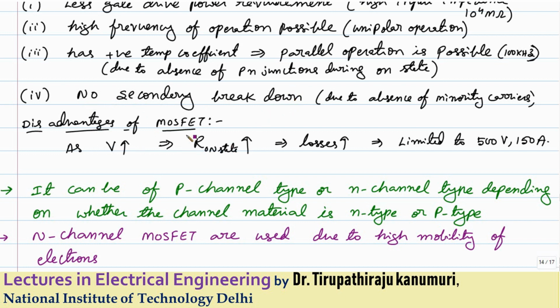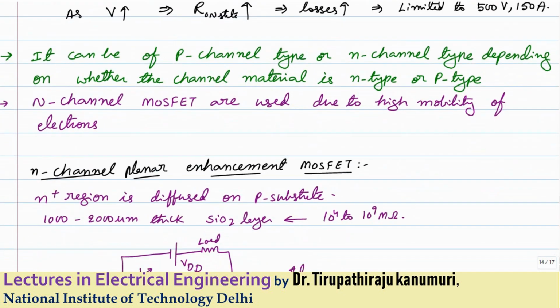But the disadvantage of this MOSFET is that as the voltage is increased, the on state resistance increases, because the size of the MOSFET increases with voltage. So automatically the on state resistance increases, thereby the losses increase and the power dissipation is increased. That's why power MOSFETs are limited to about 500 volts, compared to around 1200 volts for the BJT. Here it is much less, only 500 volts.